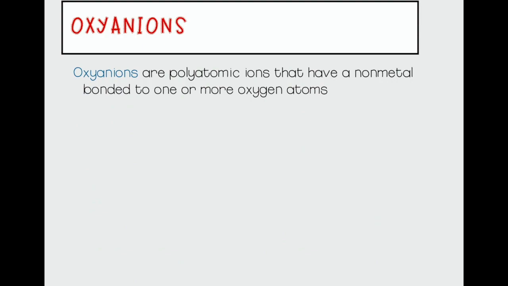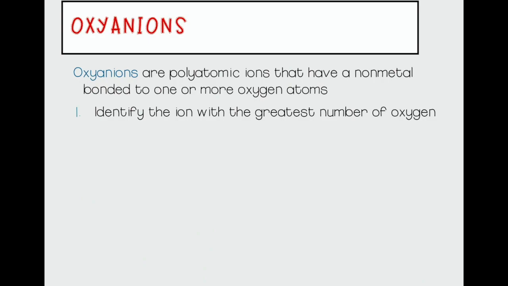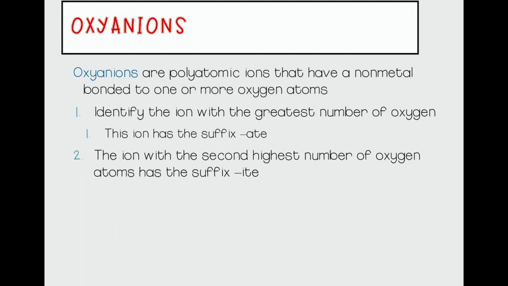Okay, now for oxyanions. Oxyanions are a special kind of polyatomic ion that have a nonmetal bonded to one or more oxygen atoms. And to name these, we are going to identify the ion with the greatest number of oxygen atoms. This ion has the suffix ATE, and the ion with the second highest number of oxygen atoms has the suffix ITE. So for example, we have more oxygen in this top ion than in the bottom. So our top ion is nitrate, and the bottom is nitrite.